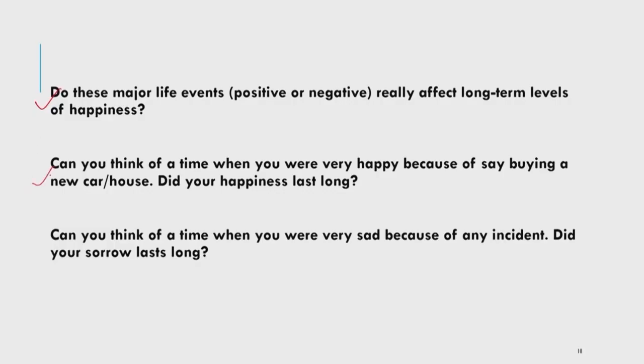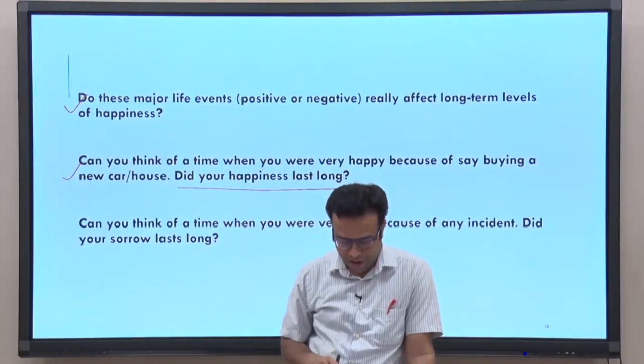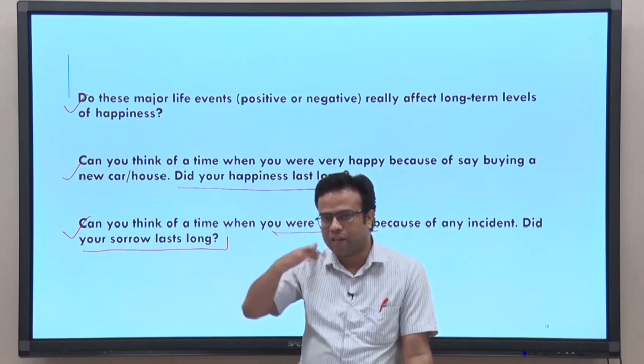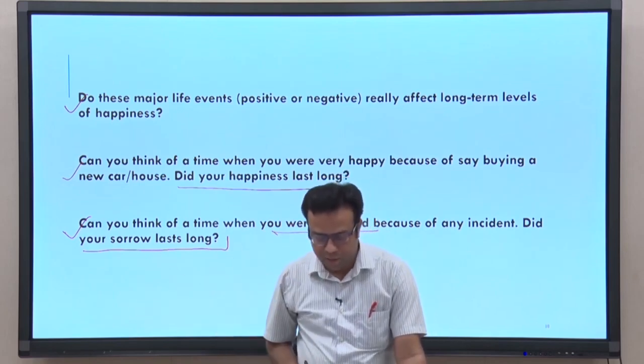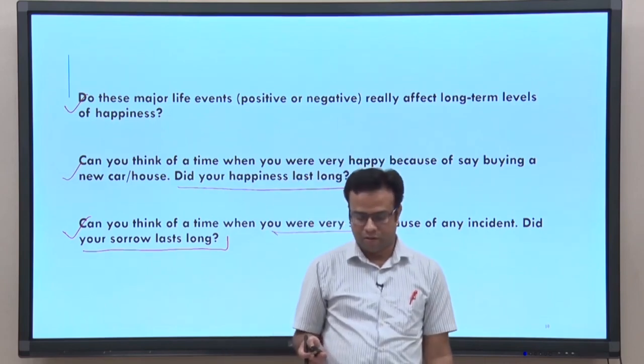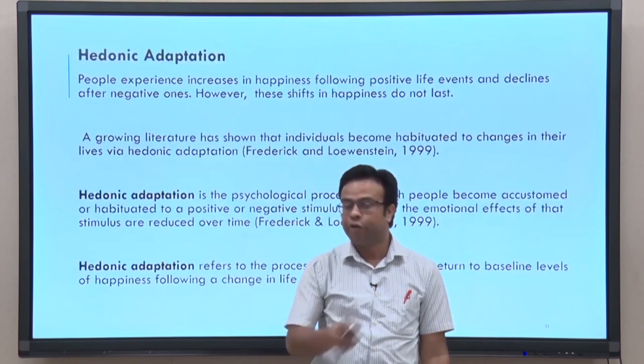Next question: can you think of a time when you were very happy because, say, you bought a new car or a house? Did it last long? Was it a lasting kind of happiness? Can you think of a time when you were very sad because of some negative event? Did your sorrow last long? Was it really long lasting? These are some of the questions that we will try to address here using the concept called hedonic adaptation.